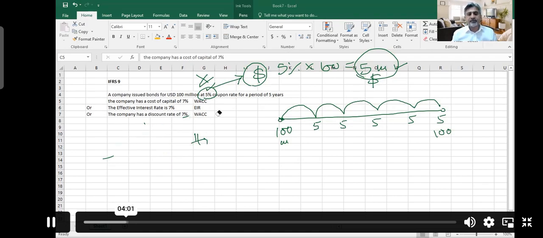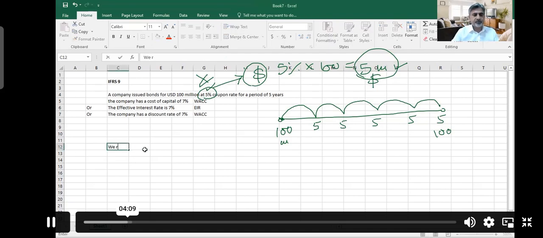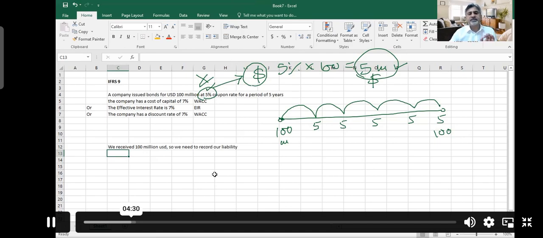It means that first we need to record our liability today. We are the company, we received 100 million USD. So we need to record our liability, because we are not receiving this money for free, we have to give out something. So first we need to record our liability, and liability must be recorded in present value terms. Because I have to give back 100 million, but I'm not giving back 100 million tomorrow. I have to give back 100 million after 5 years. So I cannot say my liability is 100 million. I'm receiving 100, but my liability is not 100.